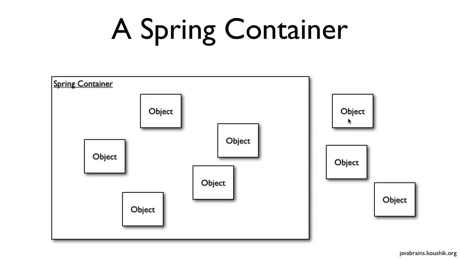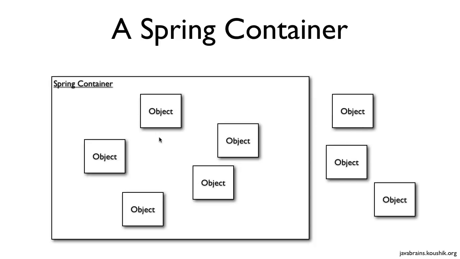Now, say I have an object here that's dependent on this object. Normally, if you're not using Spring, let's call this object A and let's call this object B. Inside the code of object A, you would say object B equals new object B. So I'm creating a new object inside this object. Now, if I do that, the new object that gets created is not handled by the Spring container because that's something that you're creating here. Spring doesn't know that that object exists.